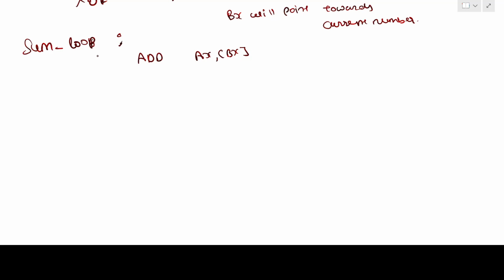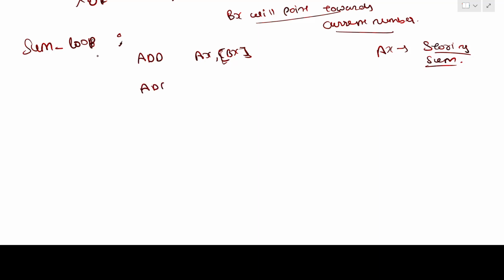And ax is used to accumulate the sum of the numbers. ax will be 0 when we are starting off, so ax will be storing the sum, whatever we have added so far. bx will point towards the current number. Now we are going to add ax, [bx]. Initially ax is 0, but we add the value at bx. This is not bx itself; the bracket means the memory location, and whatever is there, we add its value.